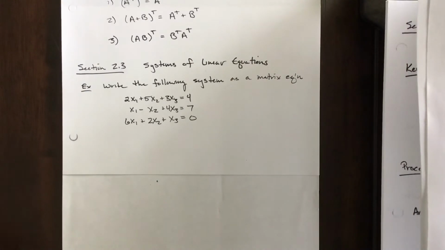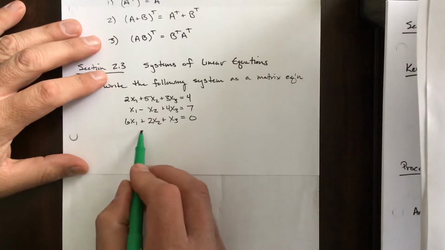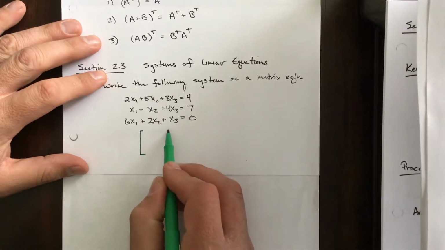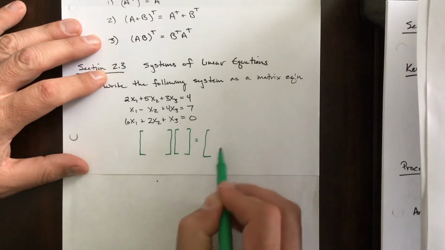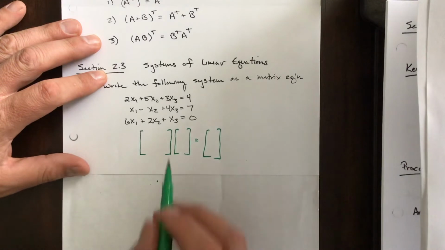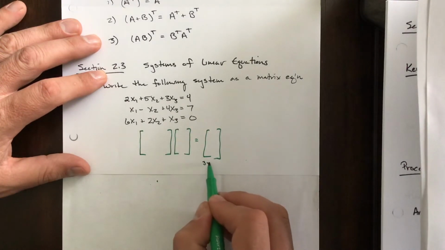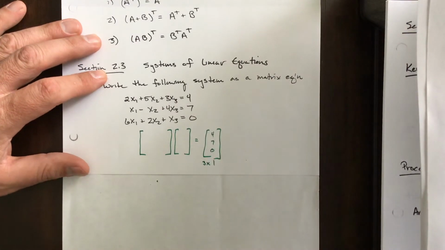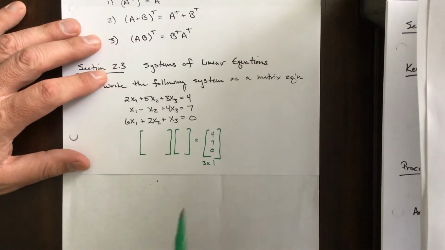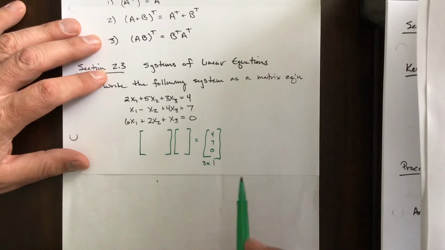So I'm going to give you a system of equations. There's 3 equations and 3 unknowns here. We get to write this system as a matrix equation. So that means we're going to take 2 matrices, multiply them together, and get a third matrix. So that third matrix is a 3 by 1 matrix with entries 4, 7, and 0. What do I have to multiply by to get a 3 by 1 matrix?